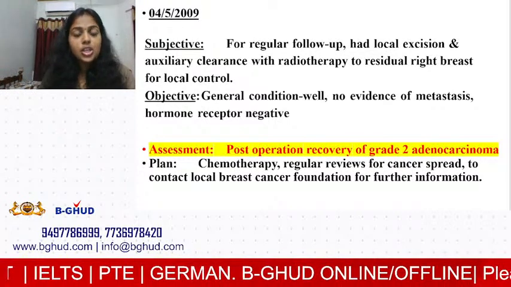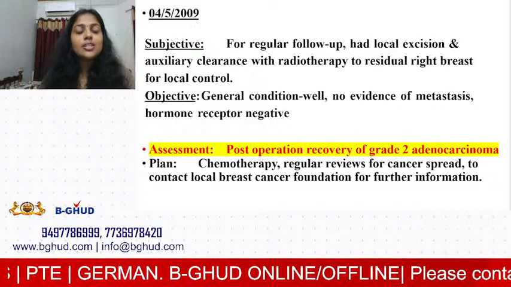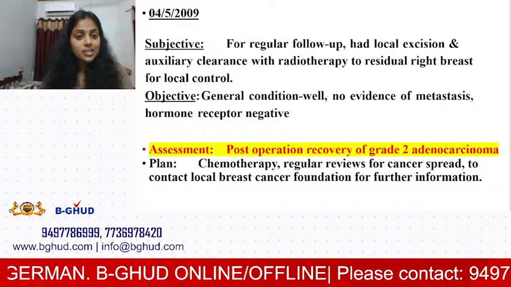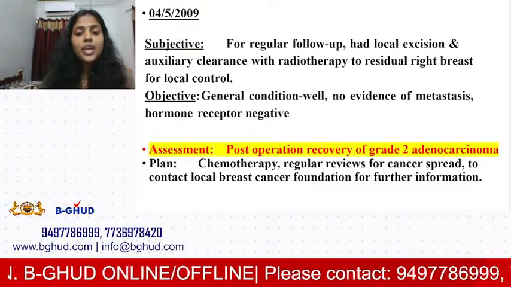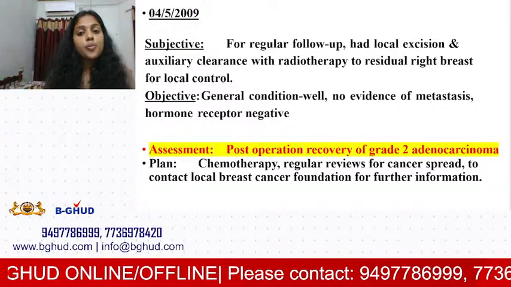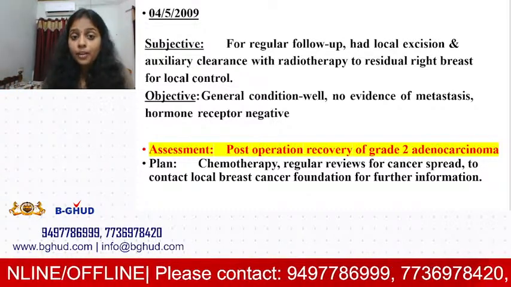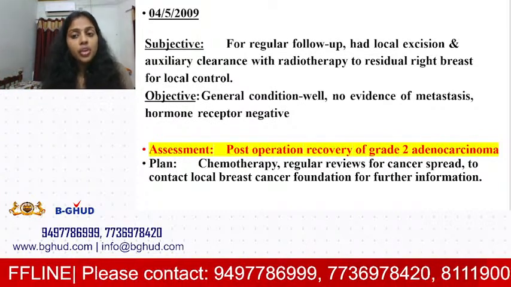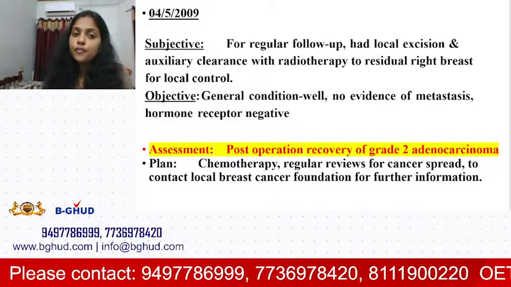On observation, her general condition is well, no evidence of metastasis, hormone receptor is also negative. So as of now, she's recovering. We cannot say fully recovered, but yes, she's progressing somehow. So the assessment: post-operative recovery of grade 2 adenocarcinoma. The plan was that she should undergo chemotherapy, regular reviews for cancer spread, and she must contact the local breast cancer foundation for further information.